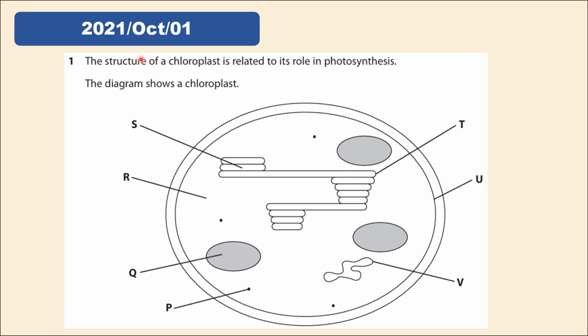The next question is from the October 2021 paper. In this question, you are provided with a diagram of a chloroplast. The statement reads, the structure of a chloroplast is related to its role in photosynthesis. And the structures in the diagram are labeled alphabetically from P to V.